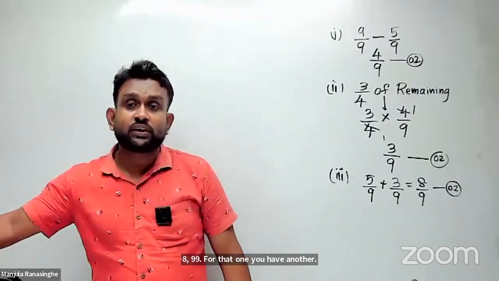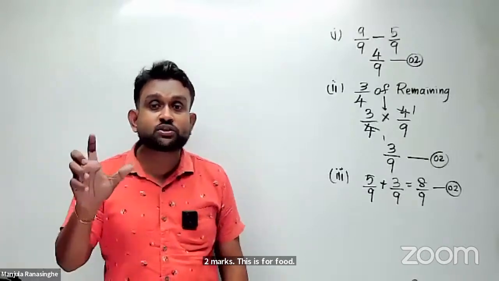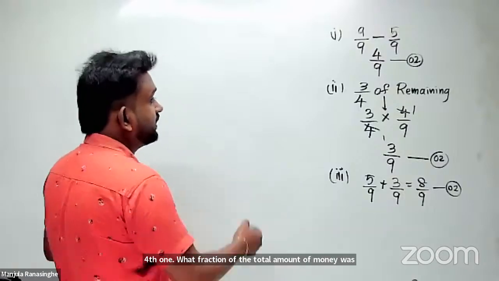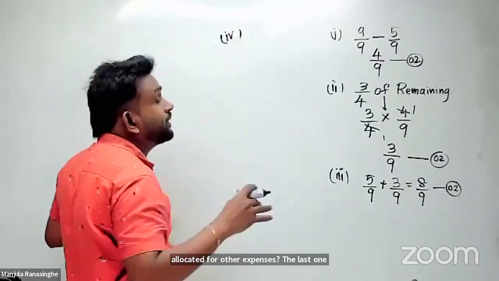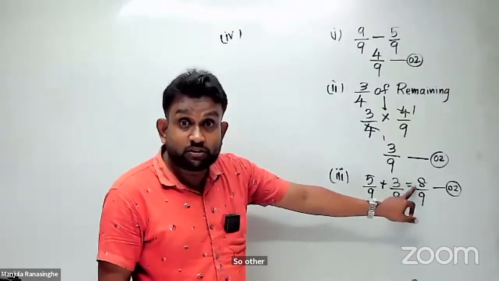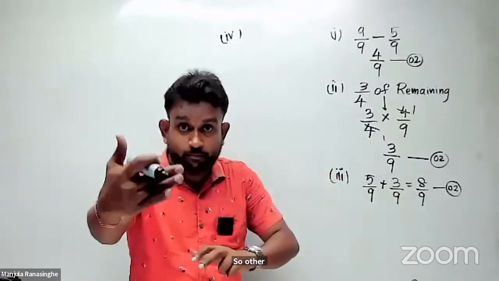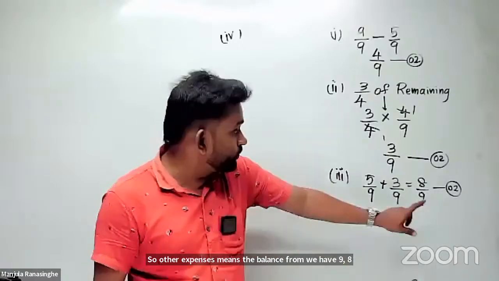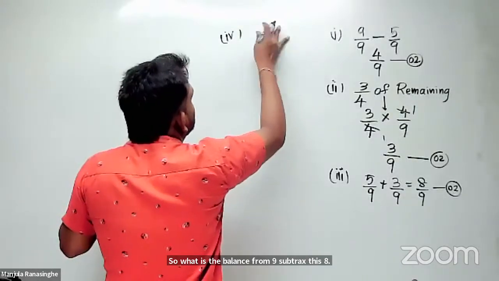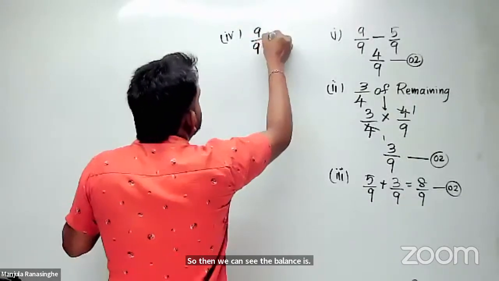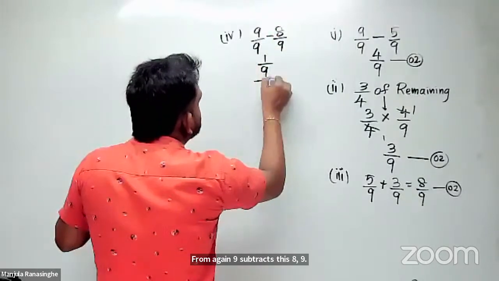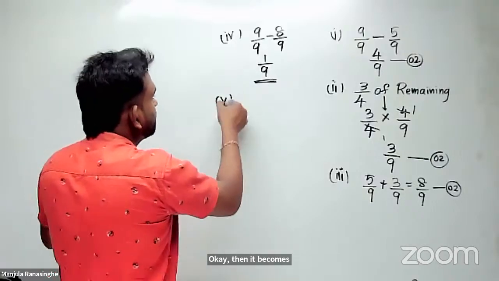Then express the fourth one. What fraction of the total amount of money was allocated for other expenses? The last, fourth one. Other expenses means the balance. From the total we have 9, and 8 parts allocated. So what is the balance? From 9 subtract this 8, 9 minus 8, then it becomes 1 upon 9. You can even take the answer directly.